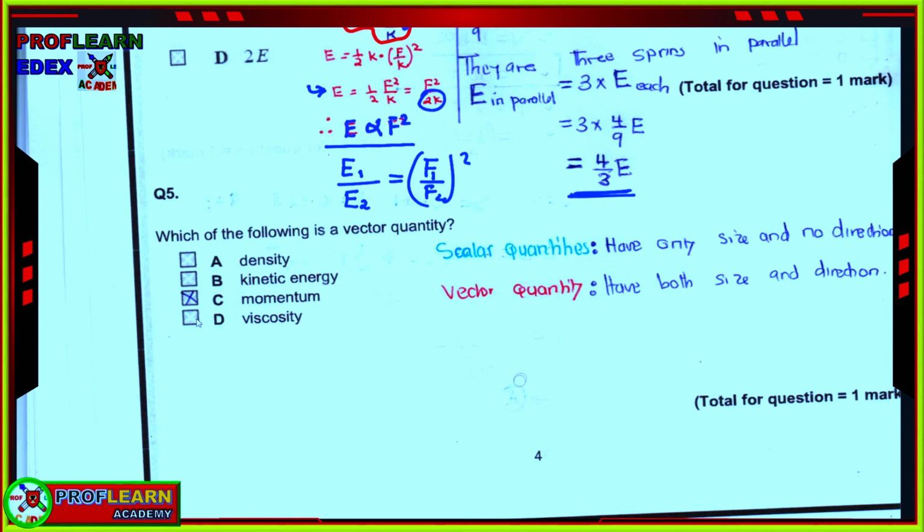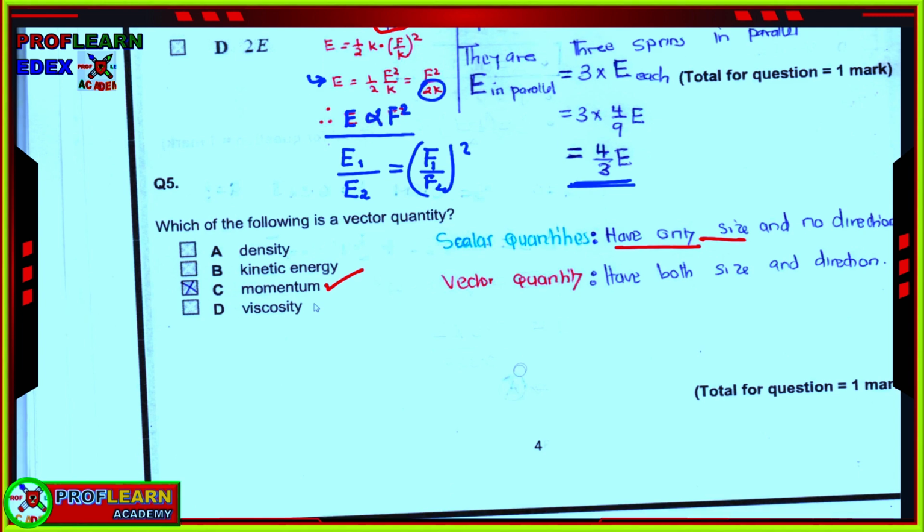Another concept that is highly tested most of the time is the difference between scalar and vector quantities. We know that scalar quantities have only size but no direction, but vector quantities have both size and direction. So if you look at density, density does not have direction. Kinetic energy does not have direction. Viscosity does not have direction. Then we talk of momentum as the answer.